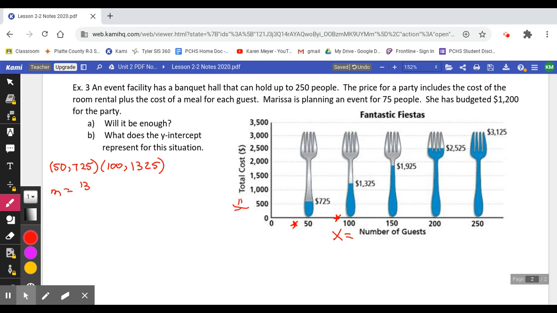All right, so plug into our slope formula: y2 minus y1 over x2 minus x1. So I plugged in my numbers. Go ahead and subtract them, and you get 600 over 50. And remember, with word problems, we don't want our slope as a fraction. We want it as something that means something to us. So go ahead and divide it out, and you get 12.